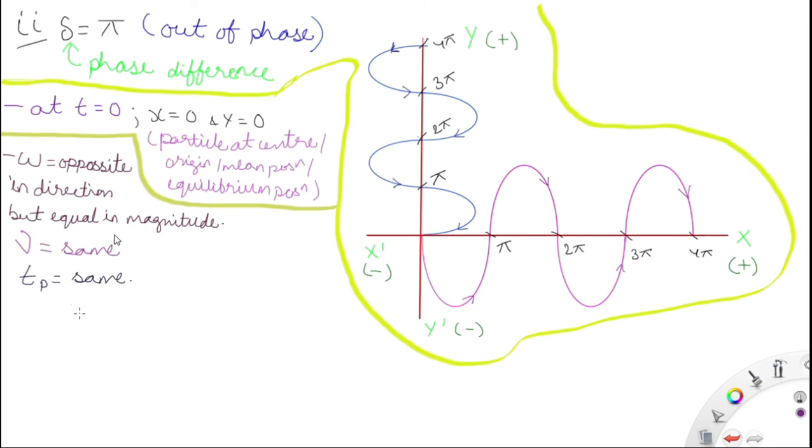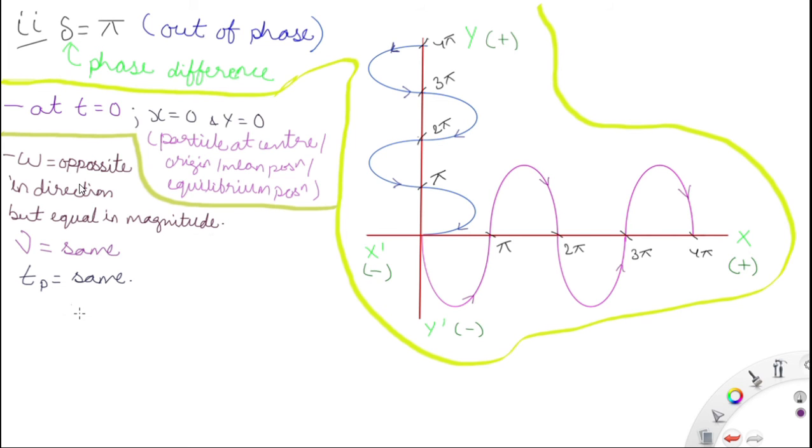No, it's right. So opposite in direction, equal in magnitude. Angular rotation is out of phase, and only the amplitude is different. Both are having different amplitudes. The rest of the things are all correct.